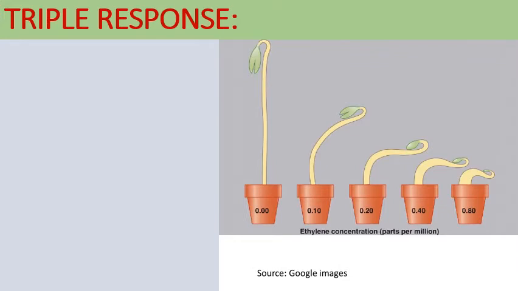So this is the picture which shows the normal growth of the seedling, but when we apply ethylene in various concentrations, then we can observe these three responses. First one is reduction in the length of the seedling, second is the radial growth, that is the swelling of the stem, and third one is the growth in horizontal direction of the stem. So these are the three responses which are shown by the treatment of ethylene or due to ethylene.